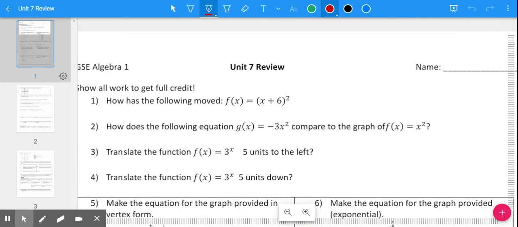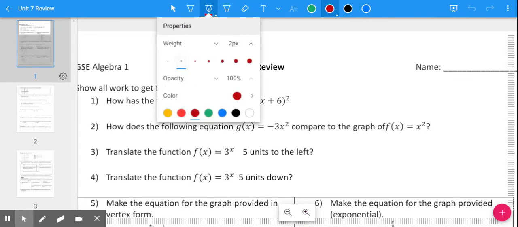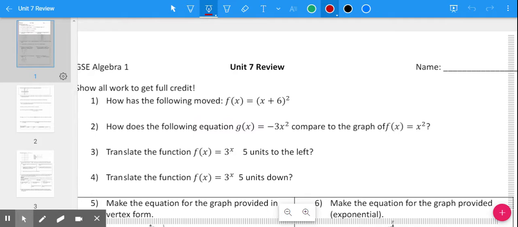All right, looking at the Unit 7 review. So the first one is x plus 6 in the parentheses, and it wants to know how has the following moved. So inside affects your inputs. Your inputs are your x values, left and right. You change your thinking inside. So this is actually left 6.